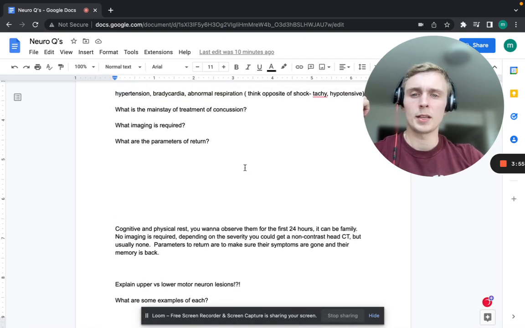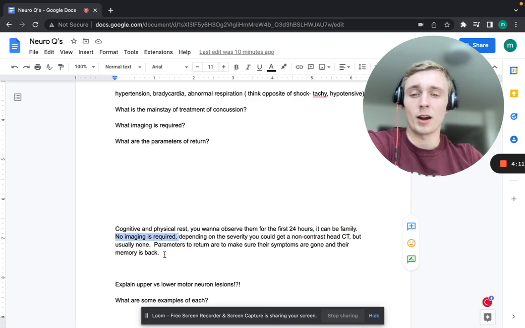So the treatment is cognitive and physical rest. So you don't want them on their computer and doing all kinds of stuff like that. You want to observe them for the first 24 hours. And it can be family that observes them as well. And no imaging is also required for them.